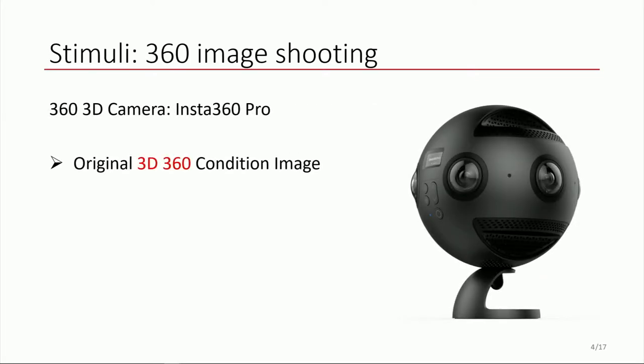The stimuli were shot with an Insta 360 Pro. It is a 360 camera and it can shoot whole stereoscopic image. The original 3D 360 condition image was shot in a meeting room. From this image, other condition images were created. I'll explain how they were processed.